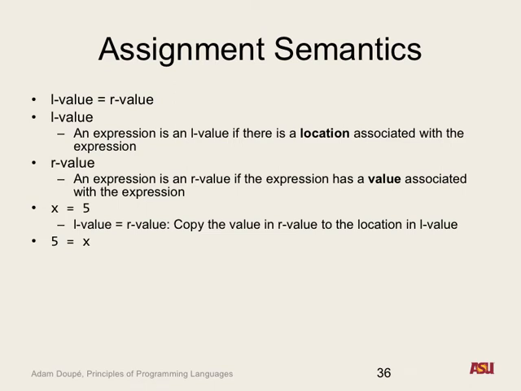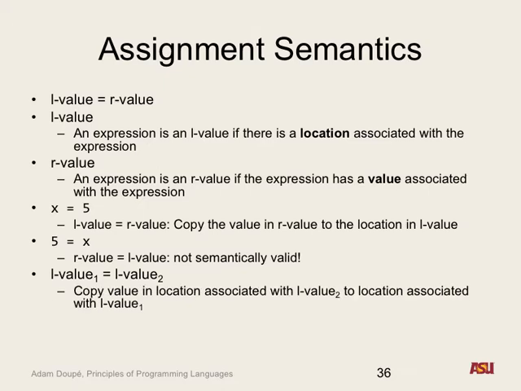So then, can we do 5 equals X? No, because there's no location, so it's not semantically valid. Good. What if we have L value 1 equals L value 2? What do the semantics mean? Copy the value in L value 2 to the location in L value 1. Yes, copy the value associated with L value 2 to the location associated with L value 1. This is exactly what this means.